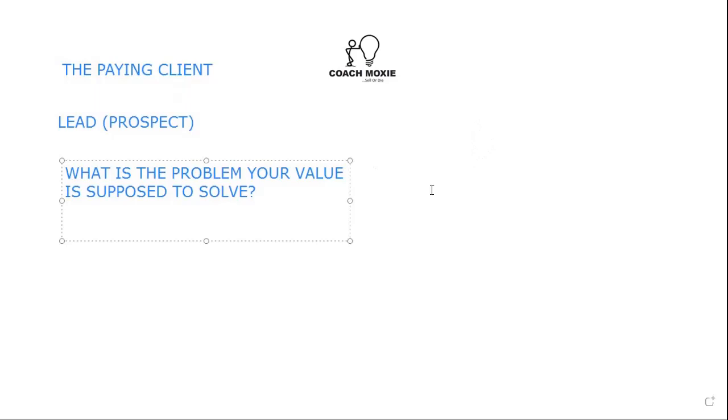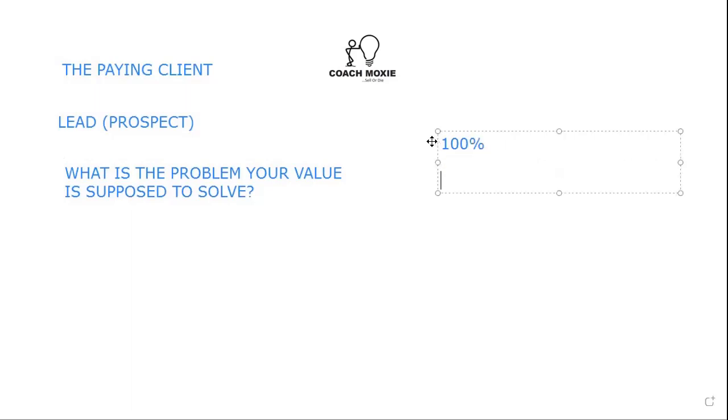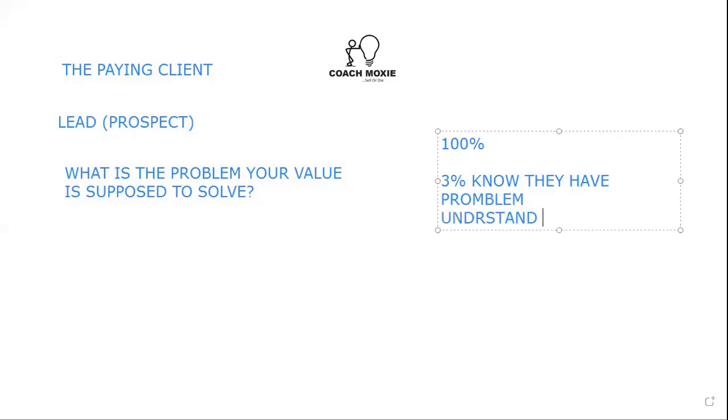Because when you go into the market, you're going to know this. If there are 100% of buyers, 100% of the market, people who have the problem, I'm going to tell you that 3% of them are the only people among these 100% that know they have a problem, understand the risk, and are searching for a solution actively.